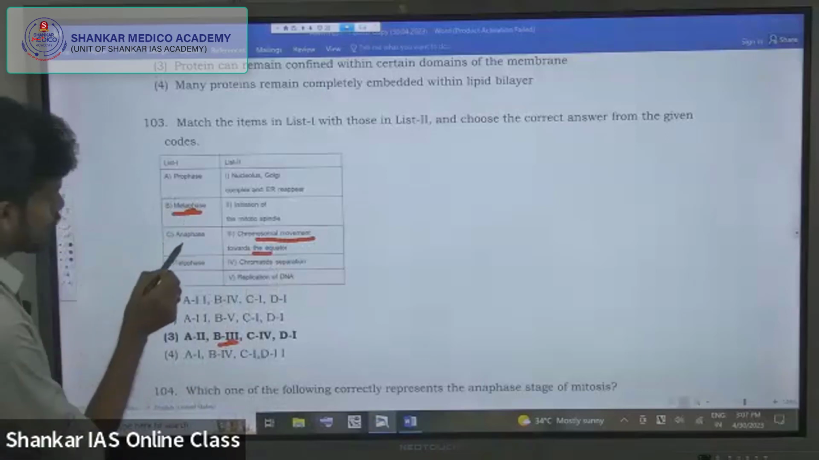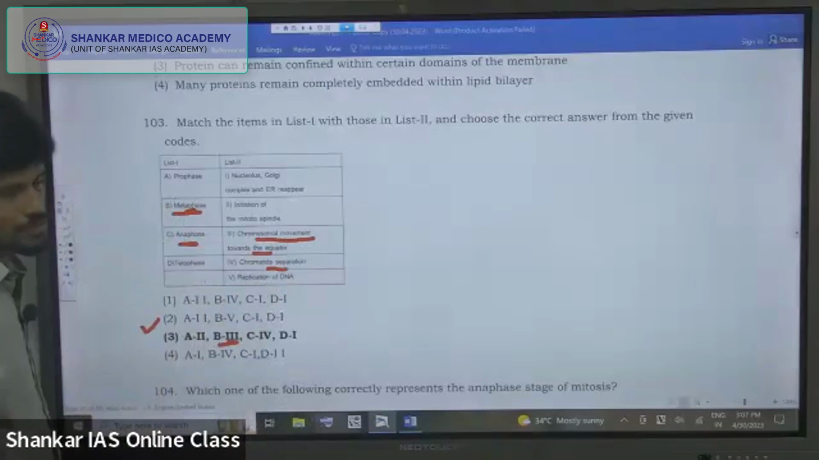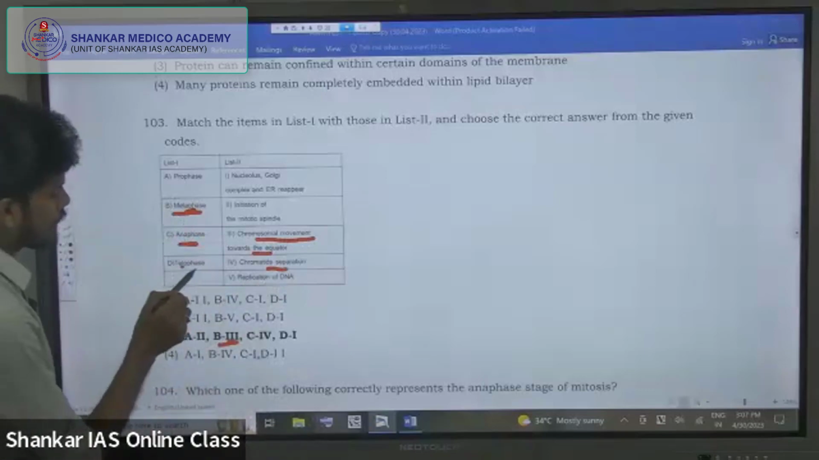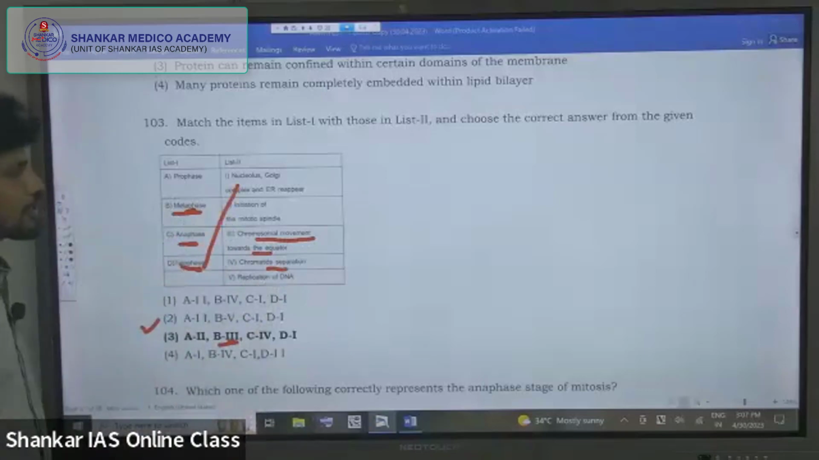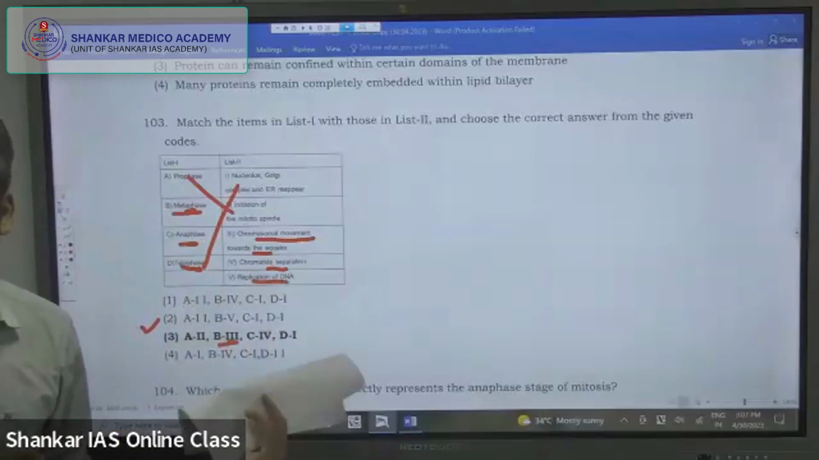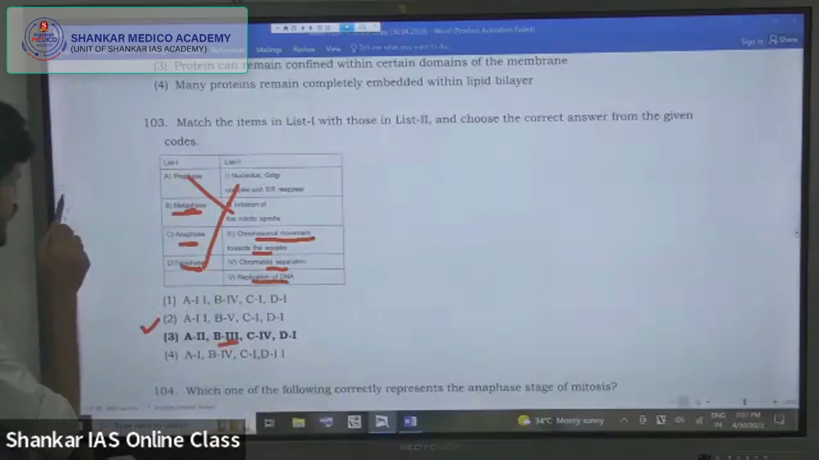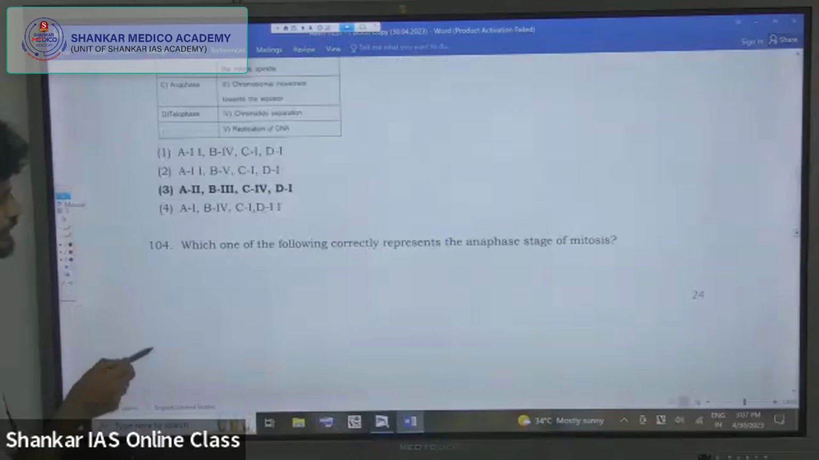Otherwise, you can remember this: in anaphase, the chromatid separation takes place. In telophase, the nucleus, Golgi complex, and ER (endoplasmic reticulum) will reappear. In prophase, there is initiation of the mitotic spindle. Replication of DNA takes place in the S phase, so here they have not given it in the corresponding phases. So the answer will be 3. Option 3 will be the correct answer.